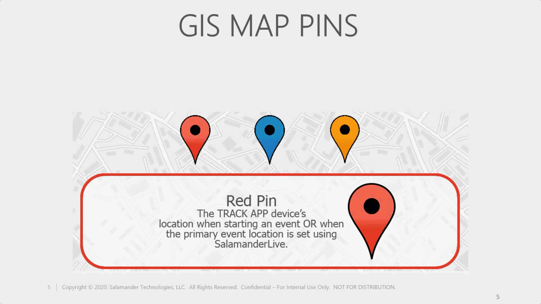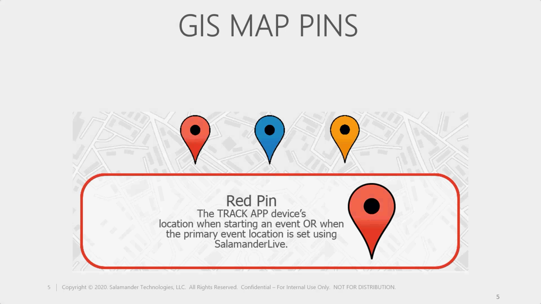The first pin that we'll talk about is the red pin. So the red pin is going to basically be the location of the event. So that location of the event can be from the Track app or what you set within Salamander Live. So when you create an event through the Track app, it's going to mark your device's location of where you started that event onto that GIS map.